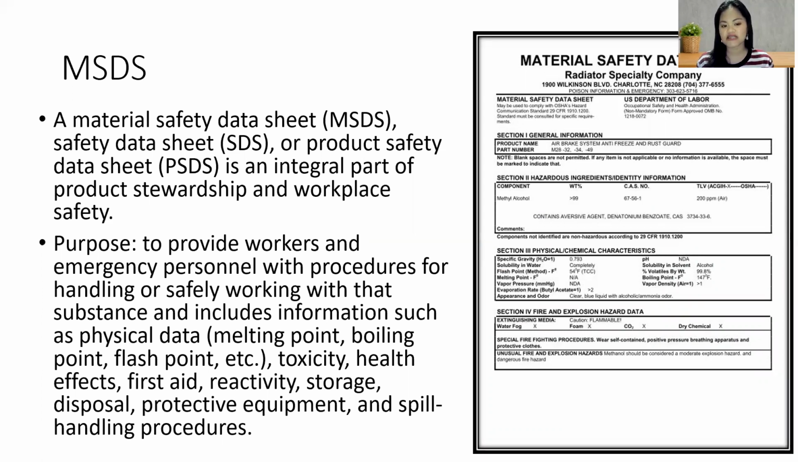The purpose of the MSDS is to provide workers and emergency personnel with procedures for handling or safely working with that substance. It includes information such as physical data, specifically the melting point and the boiling point of a chemical, the flash point, its toxicity, the health effects, first aid, reactivity, storage, disposal, protective equipment, and spill handling procedures, and so on and so forth. So there is a lot of information that you have got to know that is already available in the MSDS.